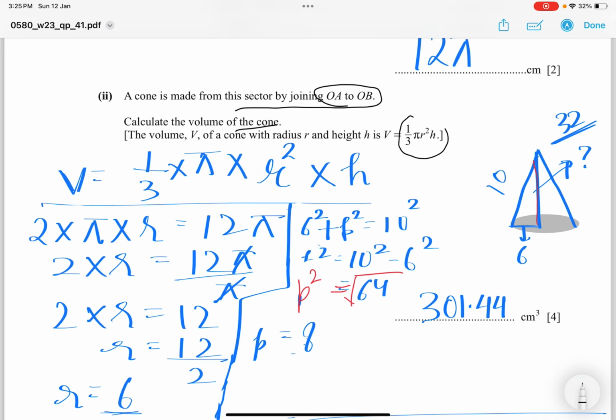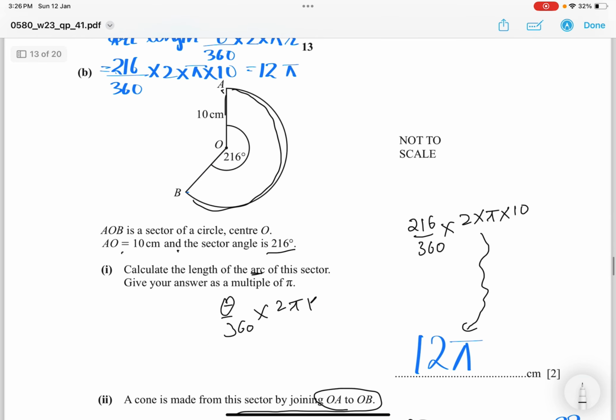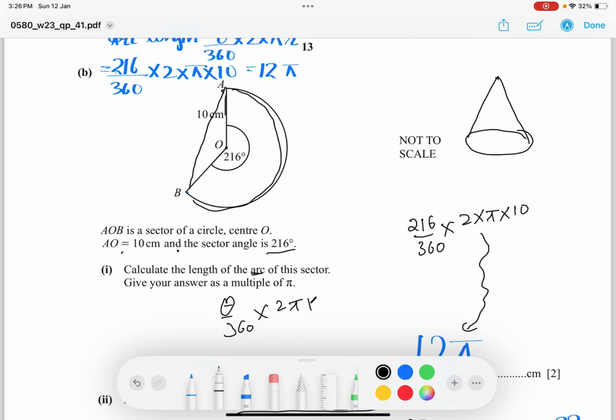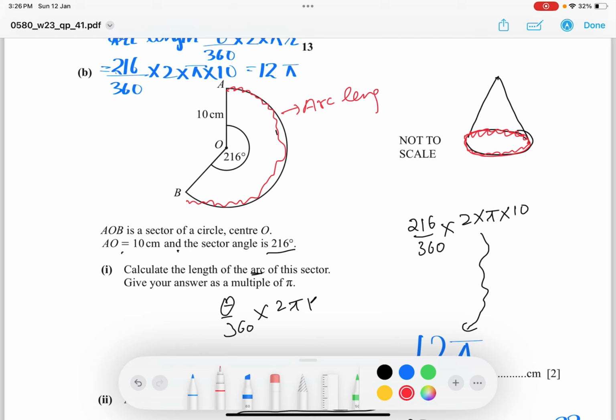All of us know the volume of a cone is this. Alright, now let us try to figure this out. We are joining these 2 points, okay, to make a cone. Now the cone would be like this. Now just imagine with me that this is made by this. If you can imagine, yes or no? So the total circumference of this circle would be equal to the arc length. Arc length equals this circumference, yes or no?